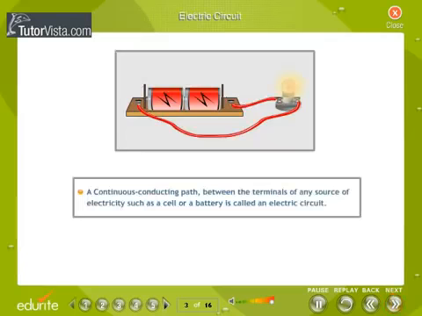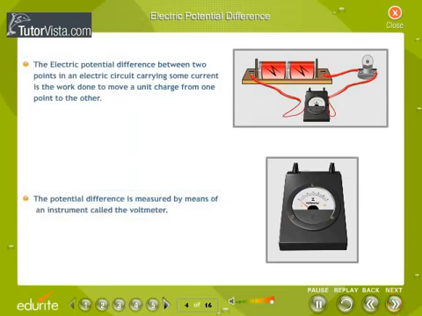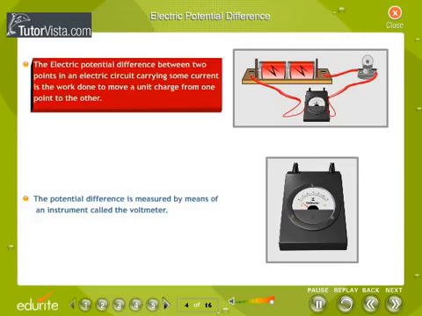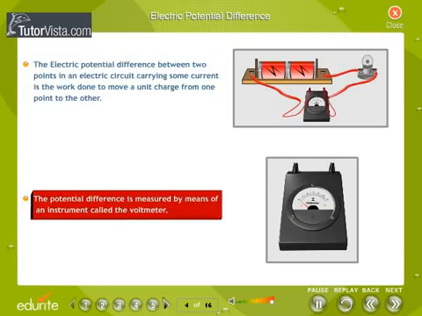Electric circuit. A continuous conducting path between the terminals of any source of electricity, such as a cell or a battery, is called an electric circuit. Electric potential difference. The electric potential difference between 2 points in an electric circuit carrying some current is the work done to move a unit charge from one point to the other. The potential difference is measured by means of an instrument called the voltmeter.